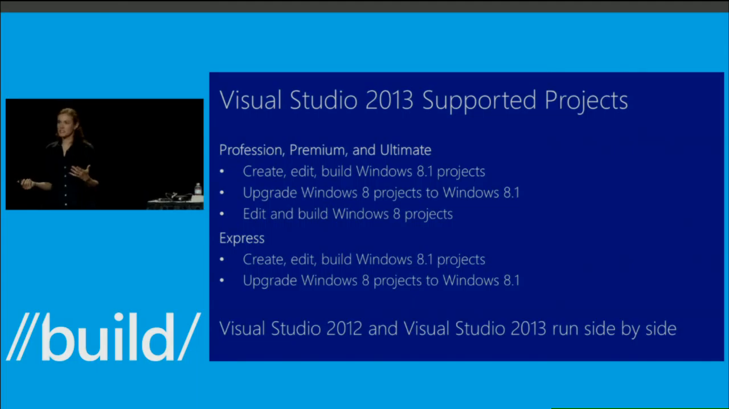Now back to that question about what do I do with my Windows 8 projects if I need to create new ones? Well, Visual Studio 2012 for Windows 8 and Visual Studio 2013 for Windows 8.1 run side by side on the same machine. So you can literally have Visual Studio 2012 up and Visual Studio 2013 up and build your projects at the same time.